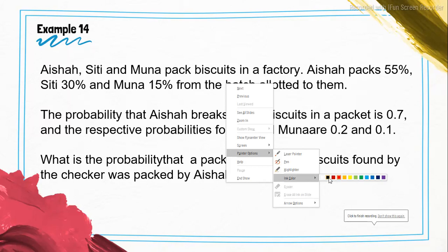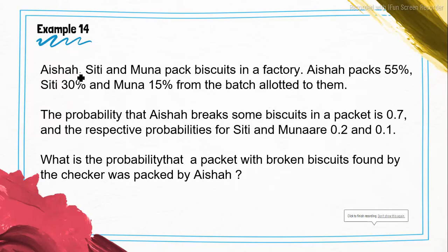Okay, example 14. Aisha, Siti and Muna pack biscuits in a factory. Aisha packs 55%, Siti 30% and Muna 50% from the batch allotted to them. Allotted ni maksudnya yang telah diagihkan kepada mereka lah. Okay, so dia dapat satu bahagian biskut dan dia agihkan kepada 3 orang lah.